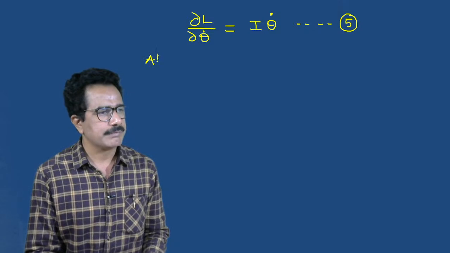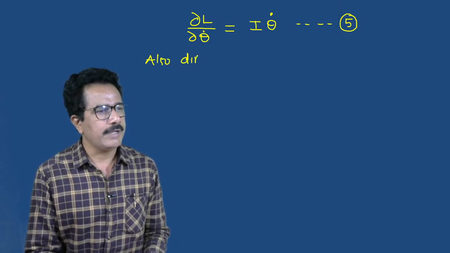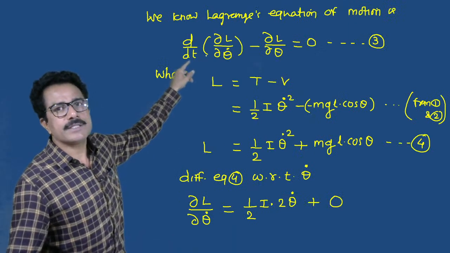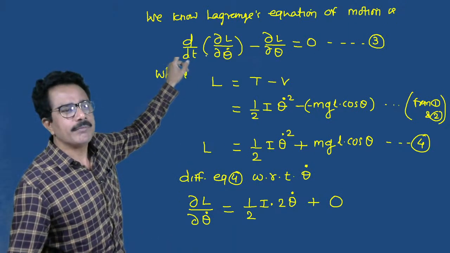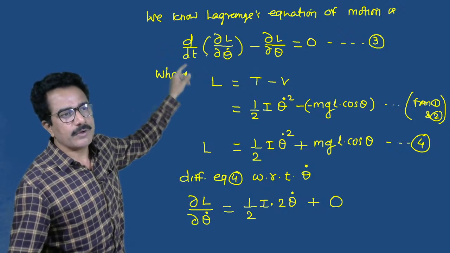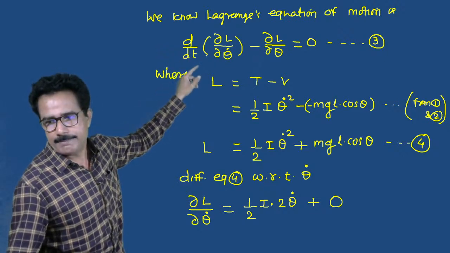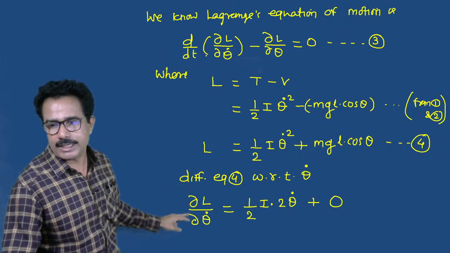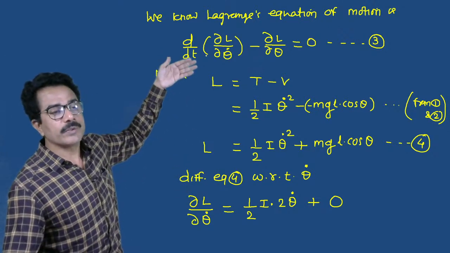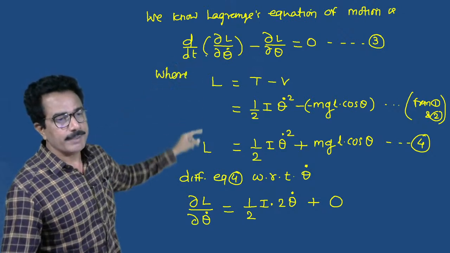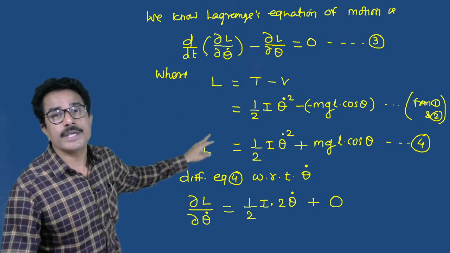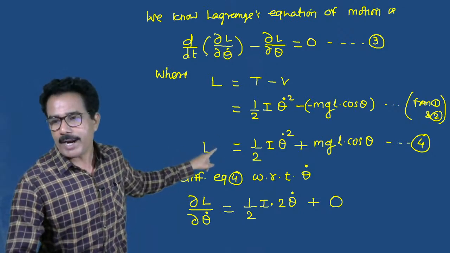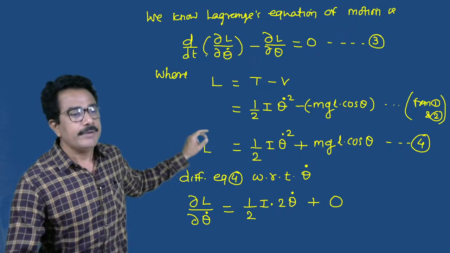Also differentiating, because see this, for Lagrange's equation of motion we need dou L by dou theta dot and dou L by dou theta. So already we have calculated dou L by dou theta dot. So again we have to calculate dou L by dou theta. Find dou L by dou theta according to equation 4. Students, tell me. Now you tell me, Saurabh Wade, what is the derivative.